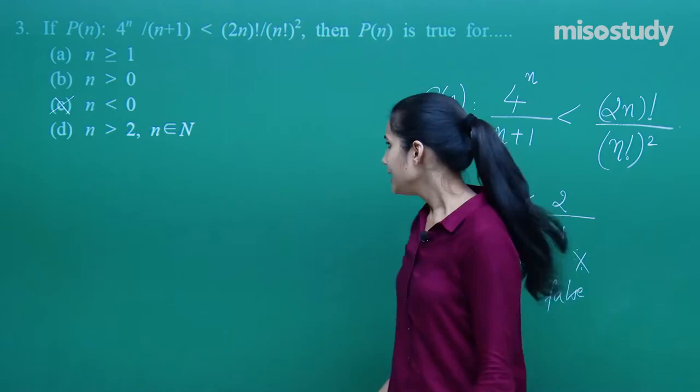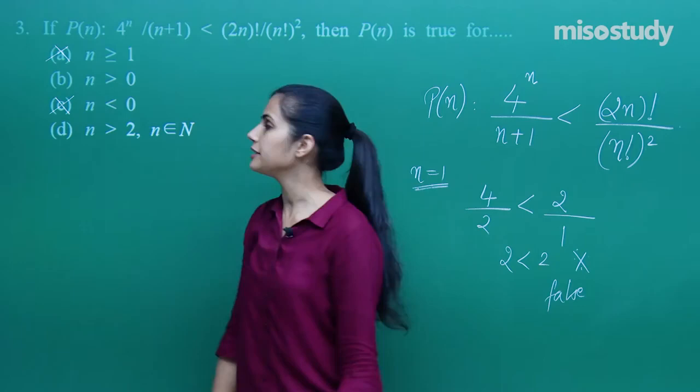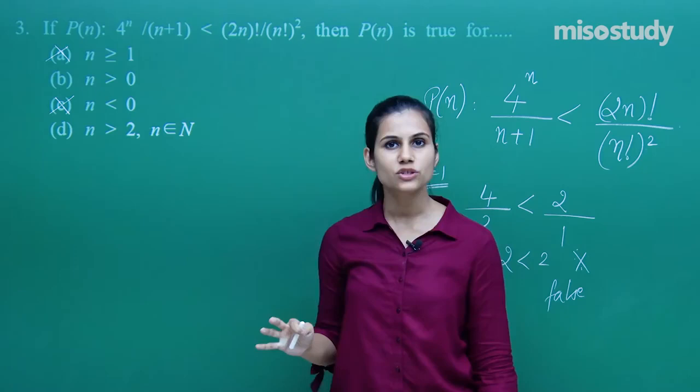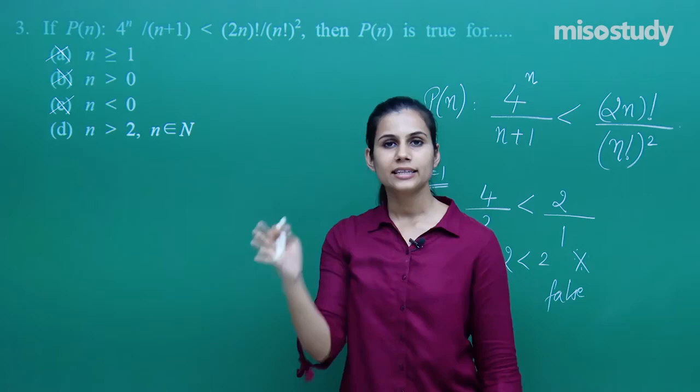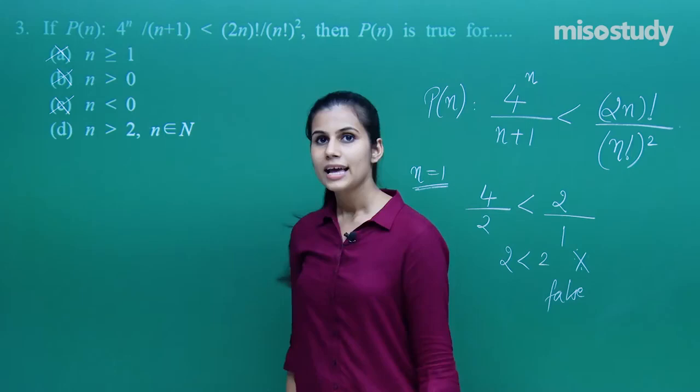If it is not true for n equals 1, this option is also eradicated because this option says that for n equals 1 and greater than 1, this is true. But for n equals 1, it's not true. Similarly, for n greater than 0 also, this is eradicated. Why? Because n greater than 0 involves n equals 1, but for n equals 1, this is not true. So this is also wrong, and therefore there was absolutely no need for us to talk about n equals 2 here as well.